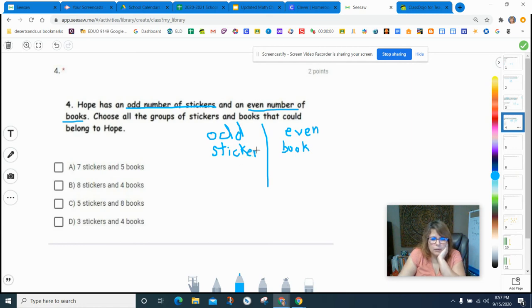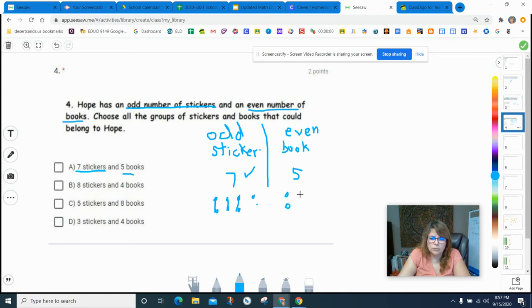Okay, so now I'm going to look at the choices. I have 7 stickers, so I'm going to put 7 here, and 5 books, so I'm going to put 5 here. And I'm going to draw my picture. 1, 2, 3, 4, 5, 6, 7, and I go pair, pair, pair. Oh, that's a not. It is a not. So this one is a check mark, but I need to check this one too.